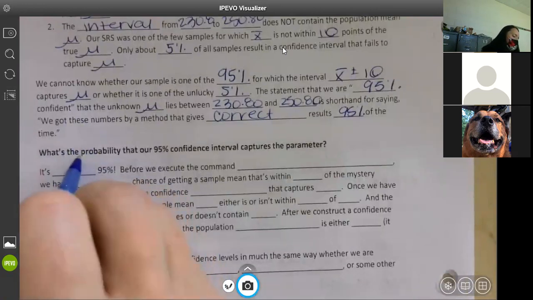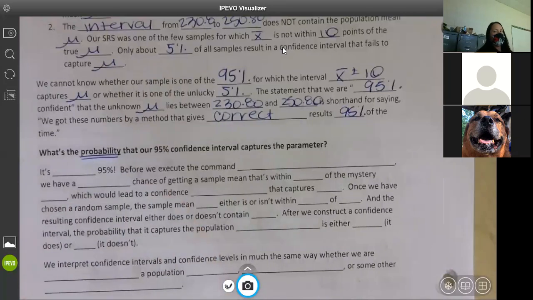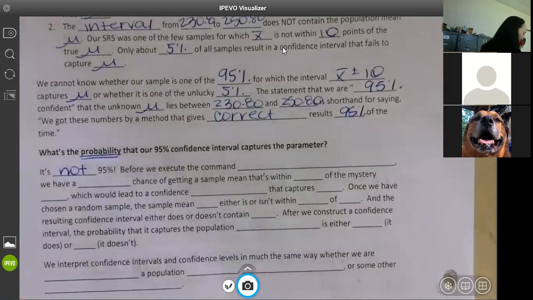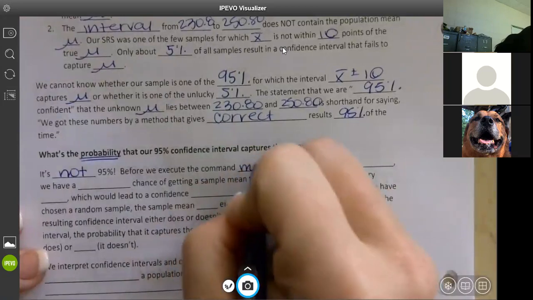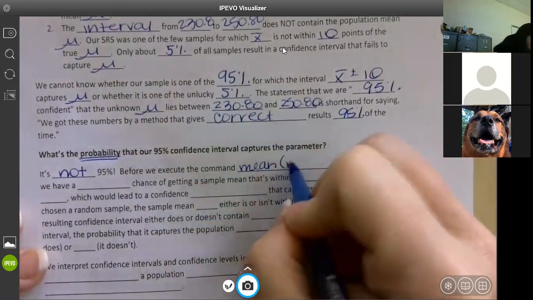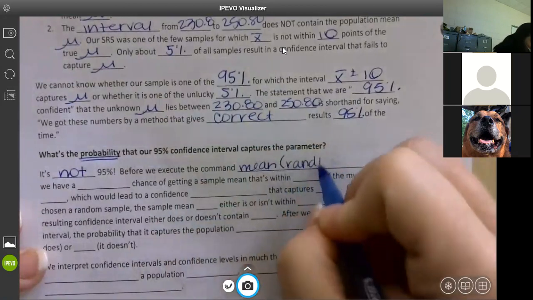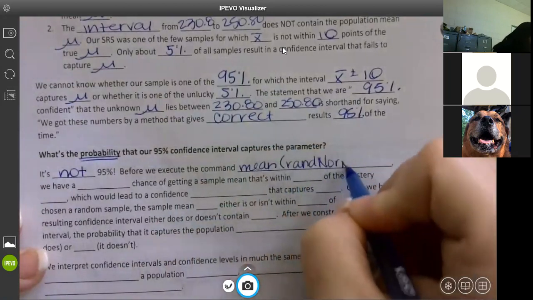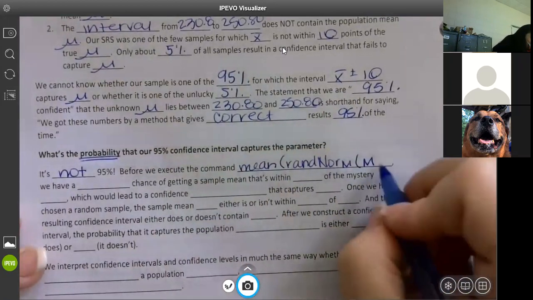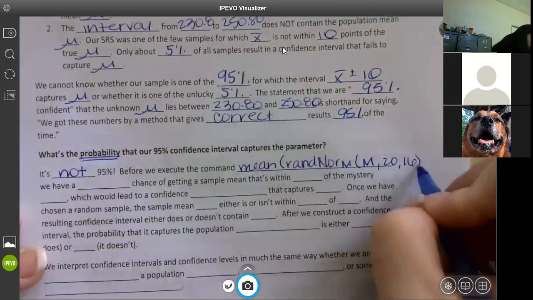All right, so what's the probability that our 95% confidence interval captures a parameter? It's not 95%, so that is not our probability. Before we execute the command, and this is the same thing that he gave them, so mean, random norm of M and 20 and 16.